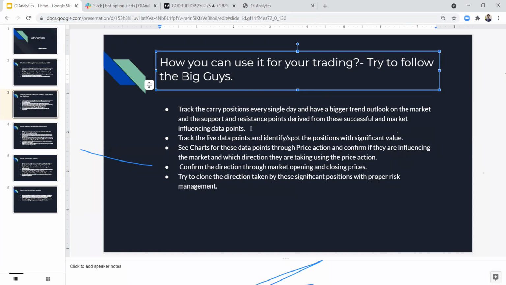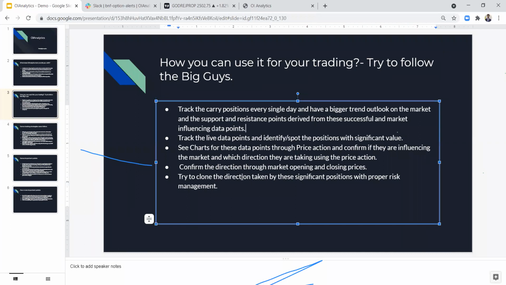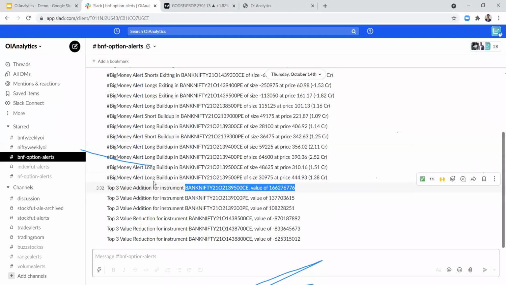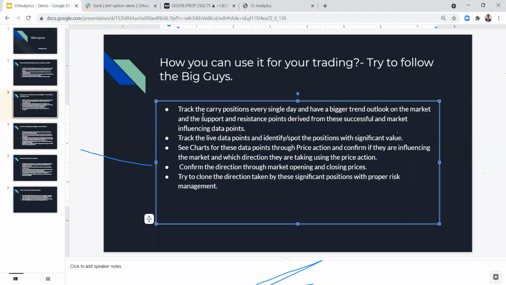Now these are the quick gist of what is the approach that we are taking, right? So if you see, track the carry positions every single day. That means here, if you see, these are the carry positions at 3:30, whatever you see on top 3 addition, these are the carry positions. So you should have an idea, okay, from previous day, these are the positions that have been carried forward for the next day, right? That is what I mean by carry positions every single day. And for the entire week of the weekly expiry, you should understand from Thursday.